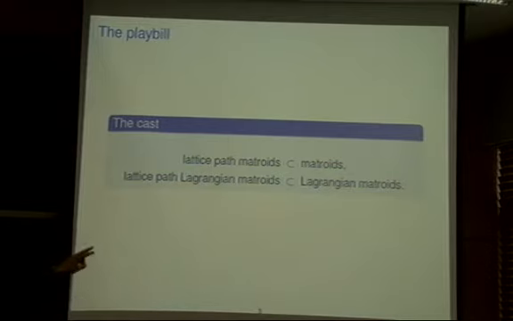And then in front of each of these two things, we have this adjective, lattice path. So we'll look at a special kind of matroid called a lattice path matroid, and a special kind of Lagrangian matroid called a lattice path Lagrangian matroid. These two objects on the left are the ones that I really want you to understand. We'll have pictures and examples for these things. If you know matroids, then we're looking at some special class of ordinary matroids, or some kind of generalization of a Catalan matroid.